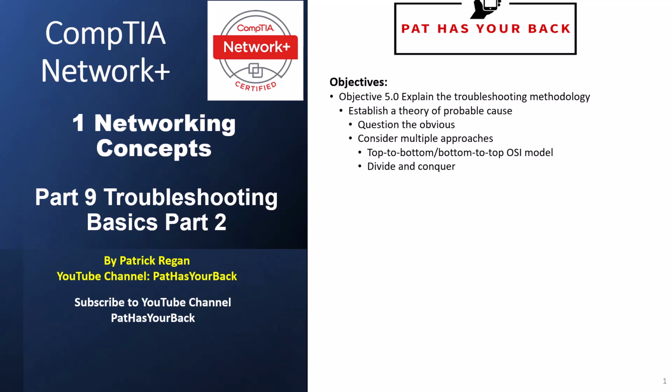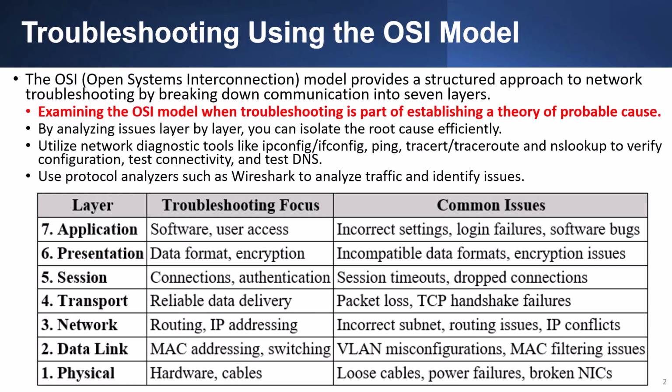This video, Troubleshooting Basics Part 2, looks at other topics including using the OSI model to troubleshoot problems. The OSI model provides a structured approach to network troubleshooting by breaking down communications into 7 layers. Examining the OSI model for troubleshooting is part of establishing a theory of probable cause. By analyzing issues layer by layer, you can isolate the root cause efficiently.